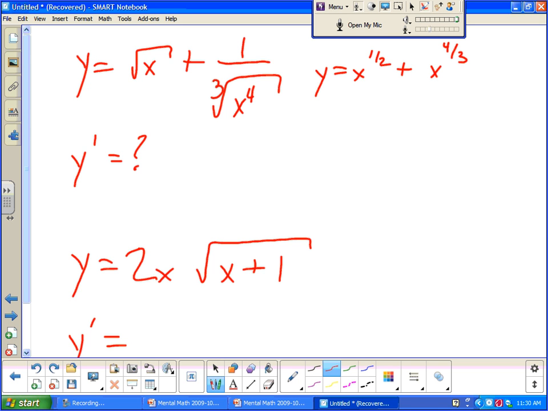So this was the question, so I'll do it over here. Y prime, bring the power down. Half comes down, reduce 1/2 by 1, which makes it negative half. Plus, bring the 4/3 down. Subtract 1 from 4/3, I think you get 1/3.